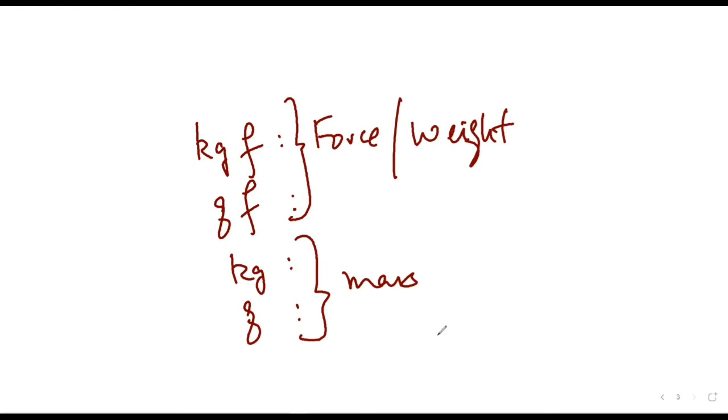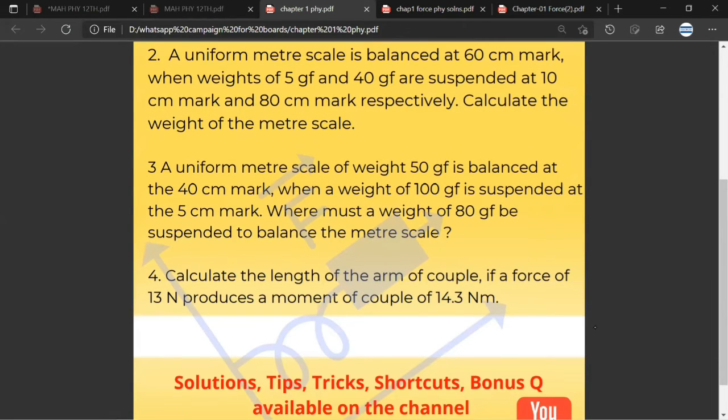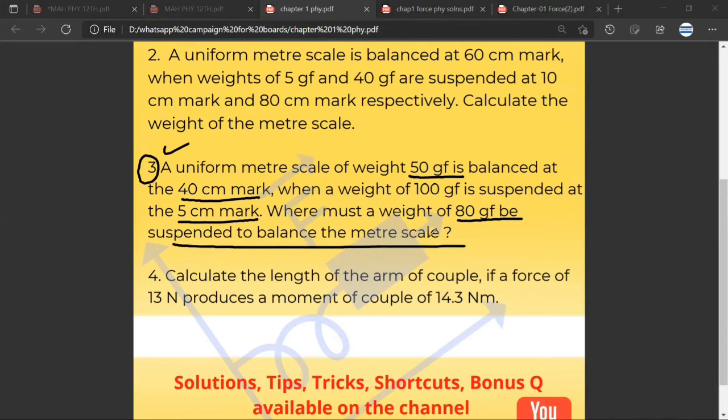Let's move on to the third question. Mr. Sivang, what is the third question? A uniform meter scale of weight 50 GF is balanced at the 40 centimeter mark when a weight of 100 GF is suspended at the 5 centimeter mark. Where must a weight of 80 GF be suspended to balance the meter scale?